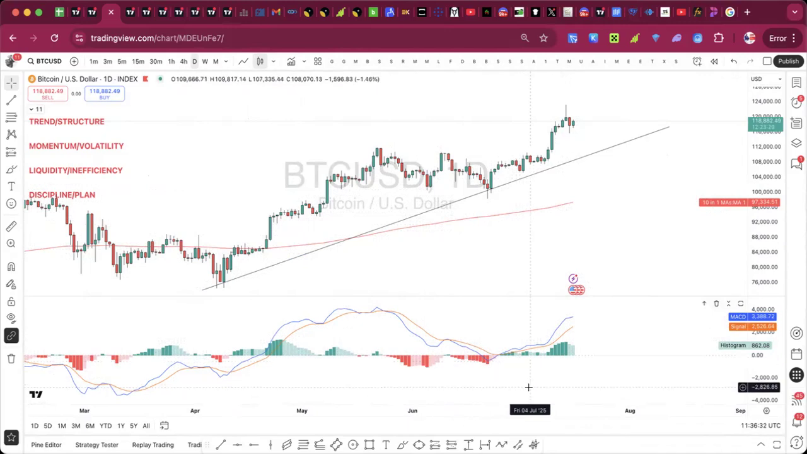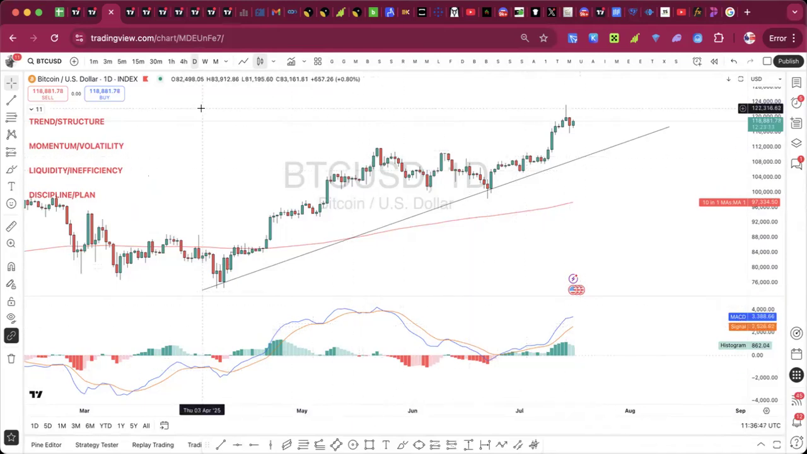So the histogram is showing that the market is still adding more volume, as it were. Volume just lets you know that there is a presence of buyers and sellers more actively in the market.